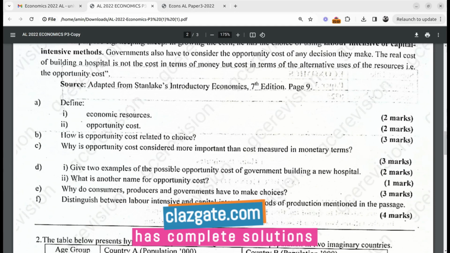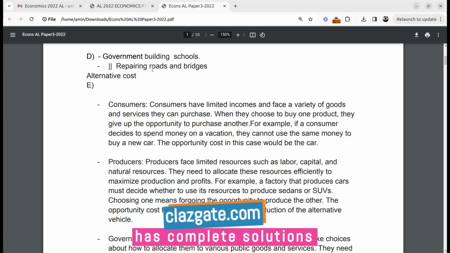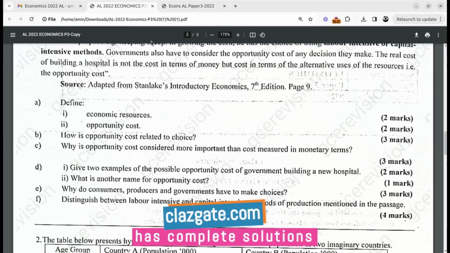Question D sub 2 is asking us what is another name for opportunity cost? Well, another name for opportunity cost is alternative cost. It's somehow already in the definition for opportunity cost. So I hope you guys can link these two questions together somewhere in your head, and the answers too.